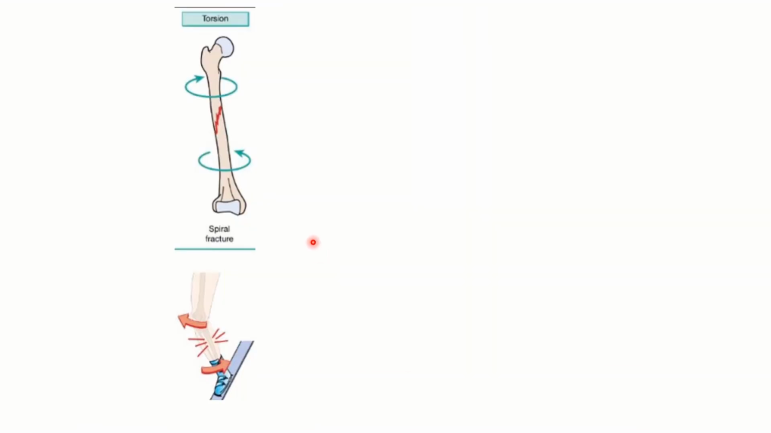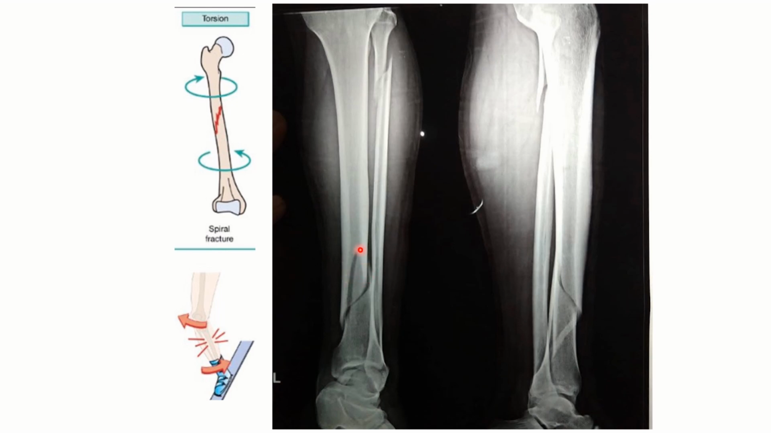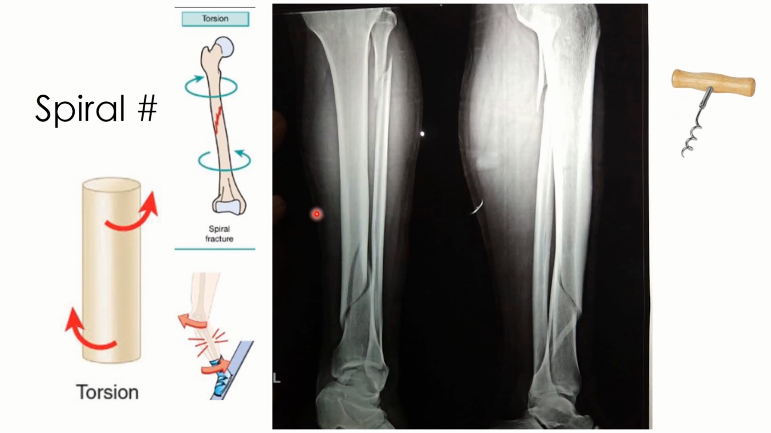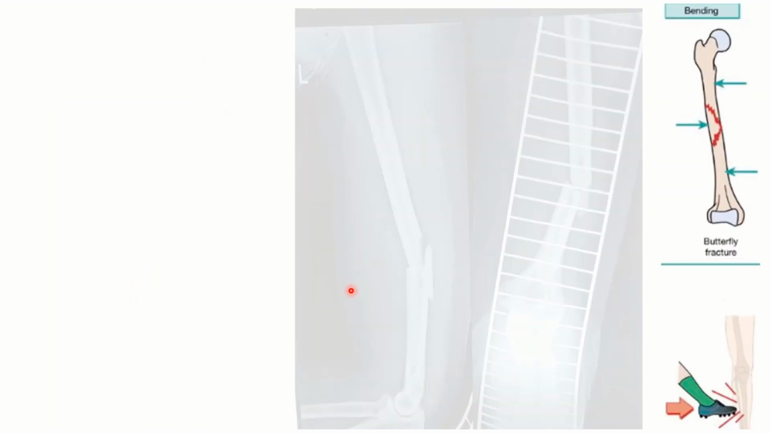Then we have the spiral fractures. Here you can see the spiral fracture. In spiral fractures the break spirals around the bone. It is common in a twisting injury. They happen when the bone is broken with a twisting motion. They create a fracture that wraps around the bone and looks like a corkscrew here.